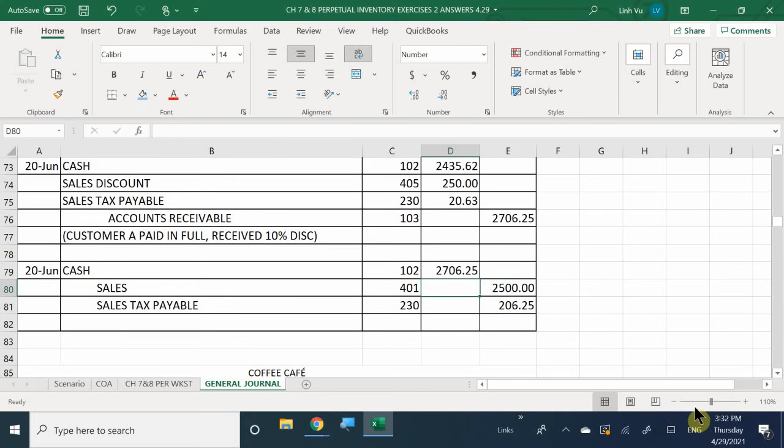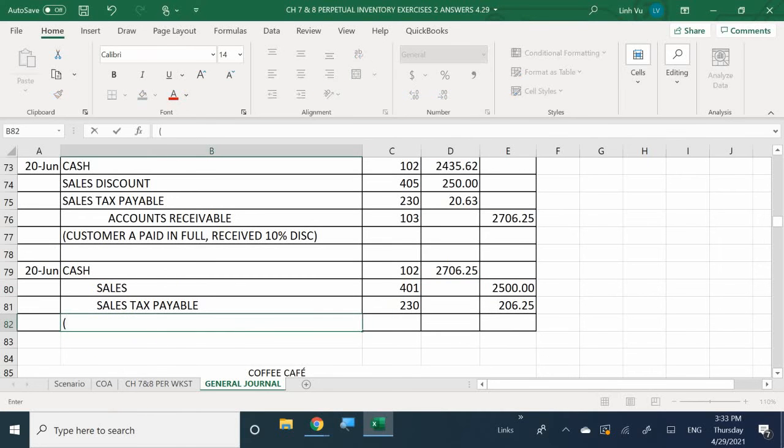2,706.25. Okay, perfect. And of course, since we're at the bottom of our journal, if you want to have a description there, you can, just because we're at the very end, and the transactions are going to be on two separate pages. So I sold 250 mugs at $10. Okay.